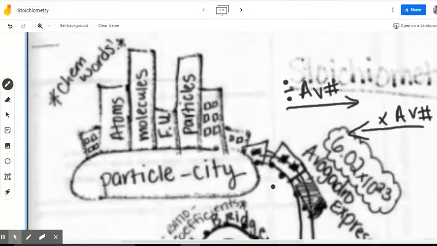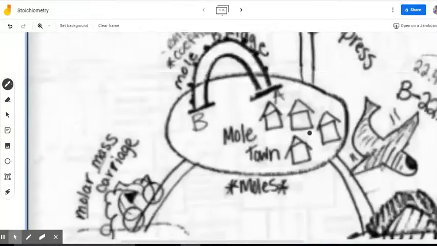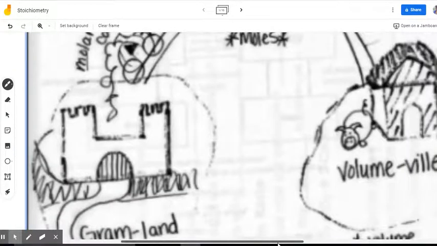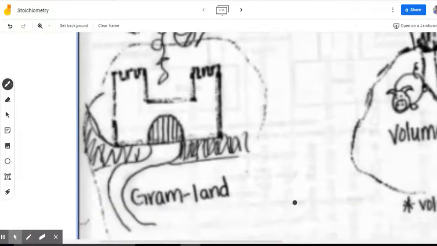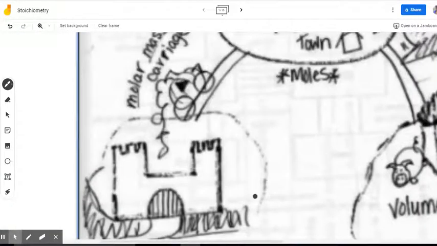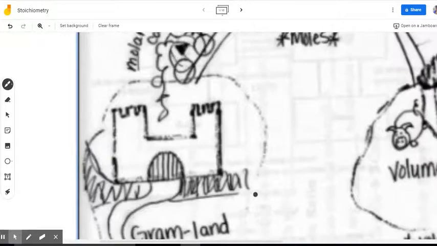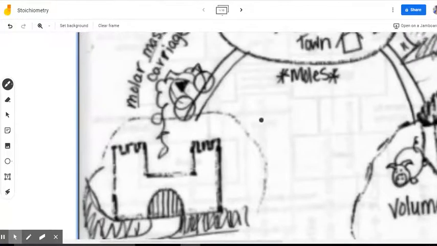So we learned how to ride that Avogadro's Express. I'm going to zoom all the way down here to the bottom. We're going to go to Gramland now. Gramland has to do with, obviously, mass. It's off the map, sorry. But Gramland had to do with grams. That little conversion that we had was the molar mass. So anytime you're traveling to Gramland or away from Gramland, you have to ride the molar mass carriage.